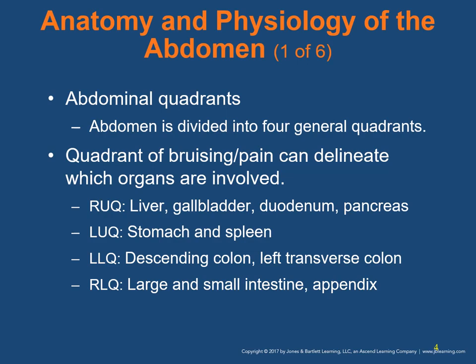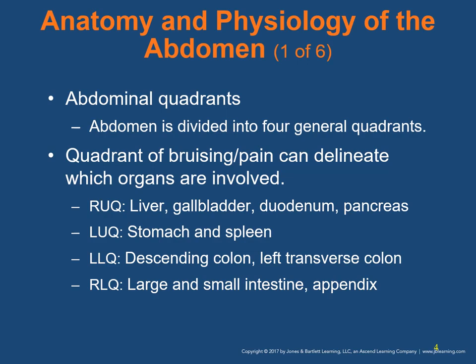Anatomy and physiology of the abdomen. Abdominal quadrants. The abdomen is divided into 4 quadrants. The quadrant location of bruising or pain can delineate which organs are possibly involved in the traumatic injury. Organs commonly found in the right upper quadrant: liver, gallbladder, the duodenum of the intestines, and a small portion of the pancreas. Organs found in the left upper quadrant: stomach and spleen.